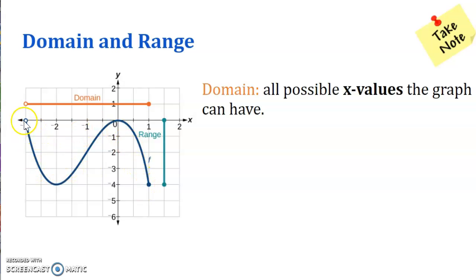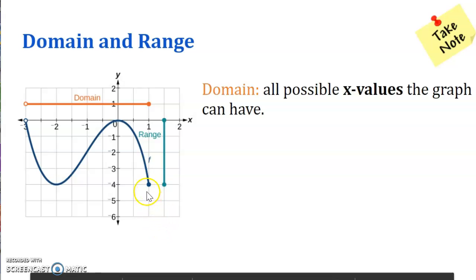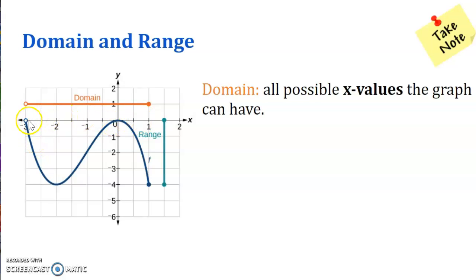Okay, so this open circle tells me that it stops right there, and that it stops right there. If you see an arrow, that means it extends forever. However, it stops right there. And so the graph has x values from -3 to 1.